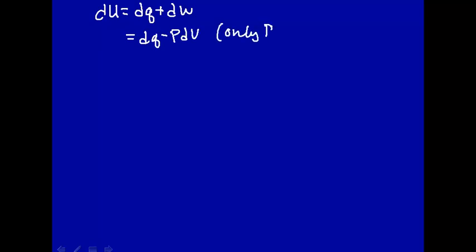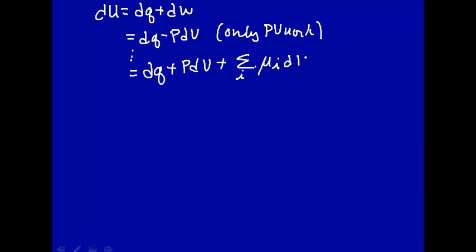Basically we started with the first law of thermodynamics, dU is dq plus dw. Then we started to put some constraints on work. First we said dq minus P dV, that was only PV work. Then we said, how about chemical work? So now we have dq minus P dV plus chemical work. And chemical work, for a chemical reaction, is the sum over products and reactants of the chemical potential times dNi, the chemical potential of that species.